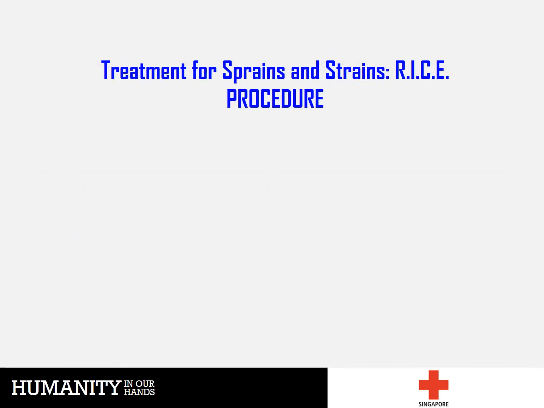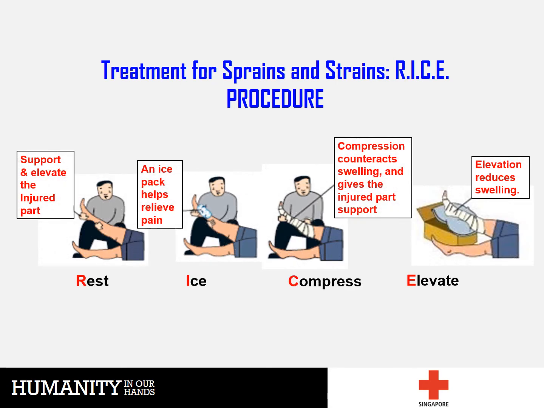So what is the treatment for sprains and strains? We have the acronym RICE, R-I-C-E. We follow this procedure. R stands for rest. Once you have a sprain or strain, you need to stop exercising. You have to rest the injured part. In this case, you support and elevate the injured part. I stands for ice. You will use an ice pack to help to relieve the pain and swelling.